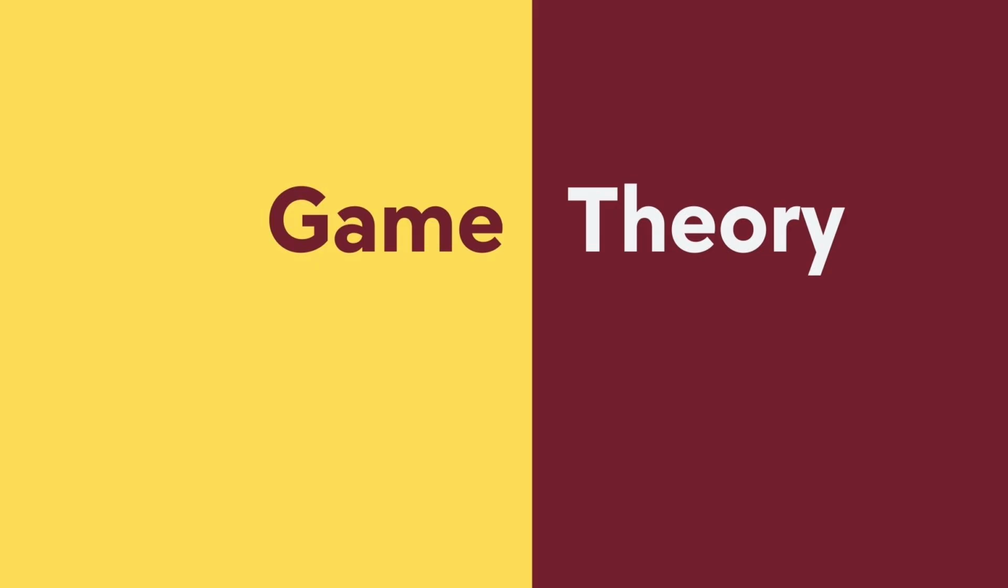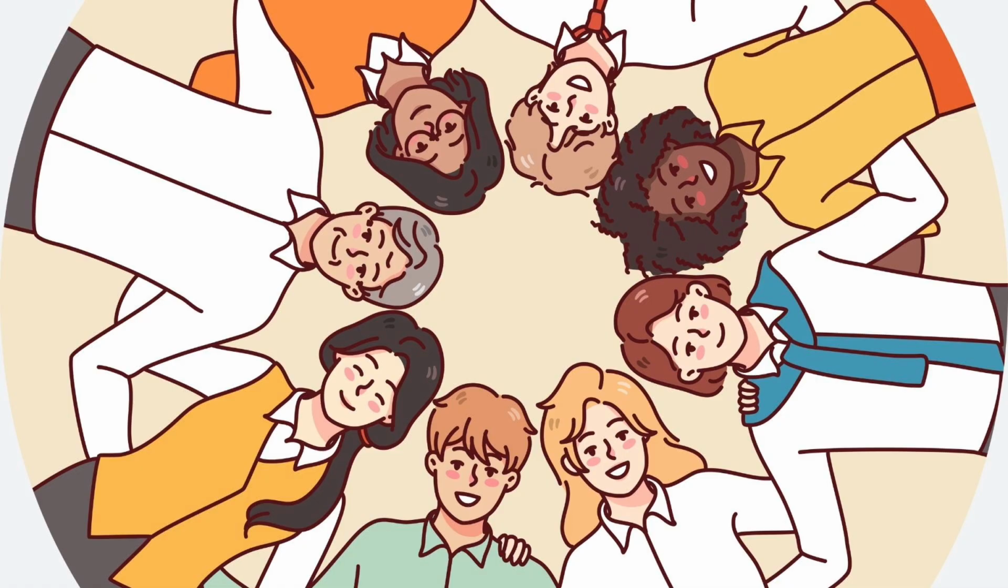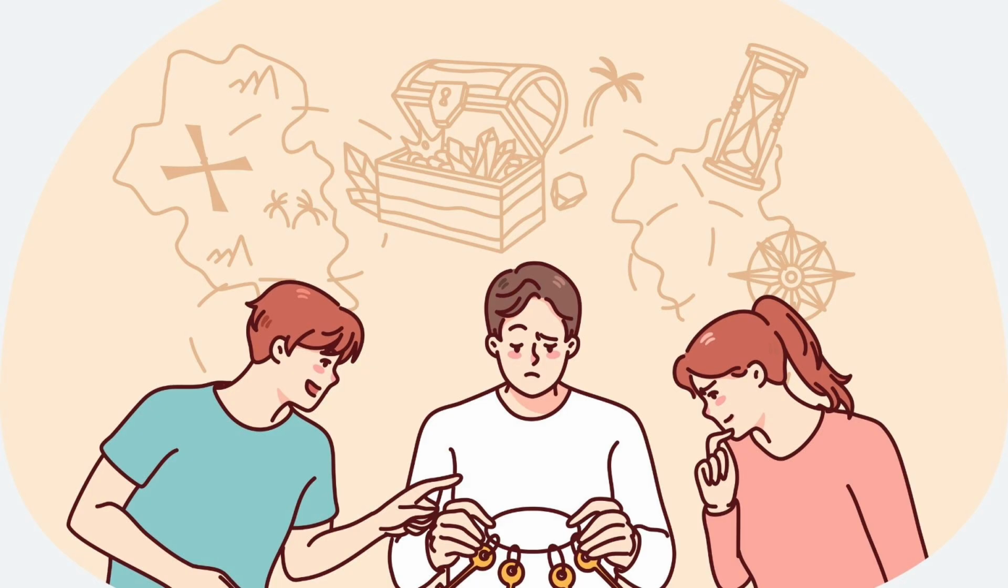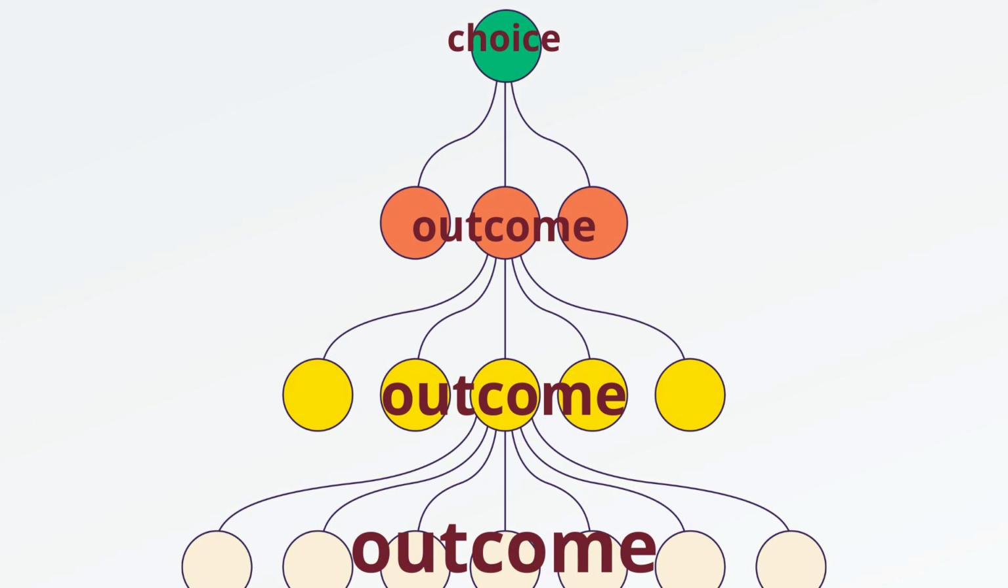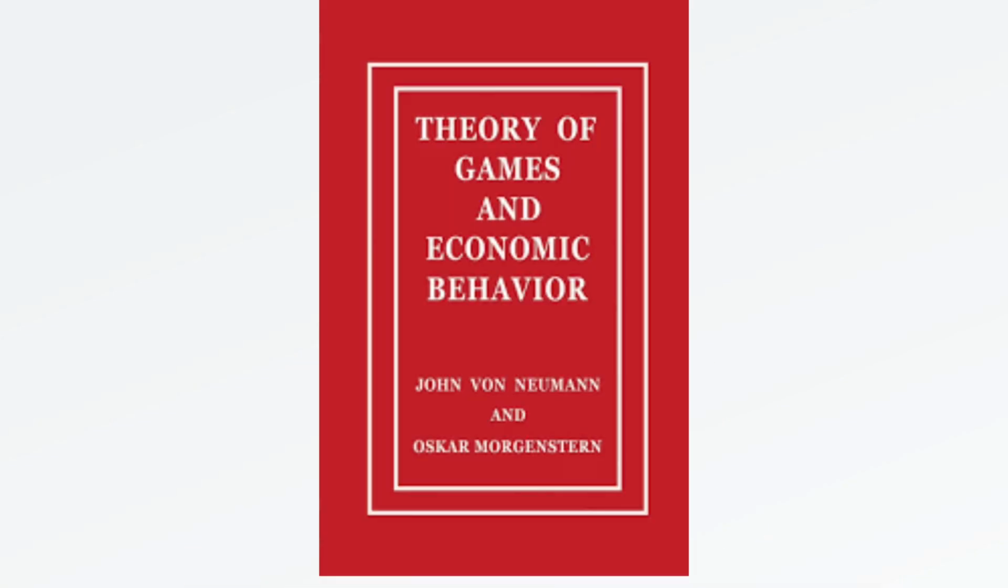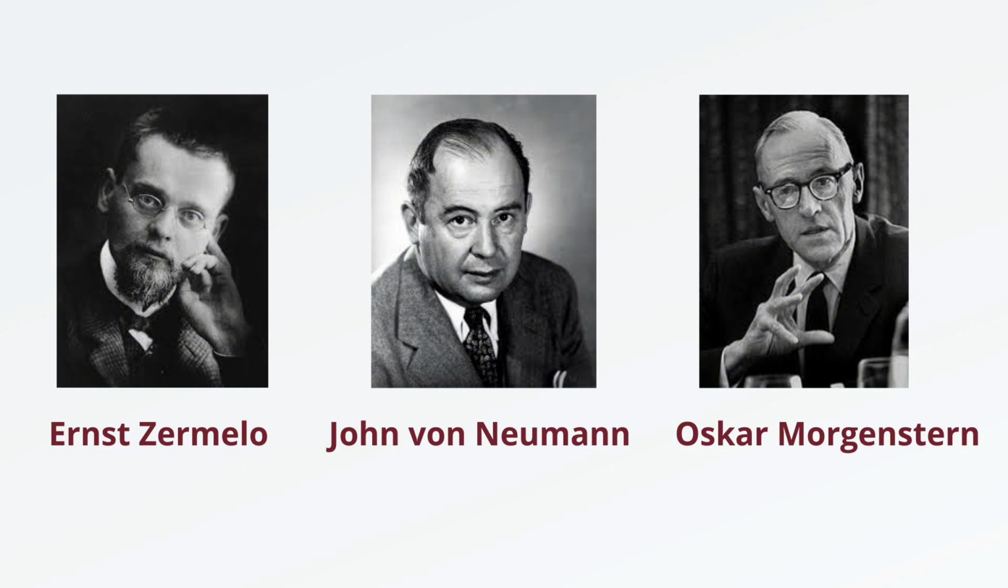But what is game theory? Game theory is a branch of mathematics and economics that examines how individuals, groups, or entities interact strategically in competitive or cooperative settings. It provides a structured way to analyze decision making where the outcome for one player depends on the choices of others. The discipline emerged in the early 20th century with foundational work by mathematicians such as Ernst Zermelo and John von Neumann. The landmark publication Theory of Games and Economic Behavior by John von Neumann and Oscar Morgenstern in 1944 formalized the field.